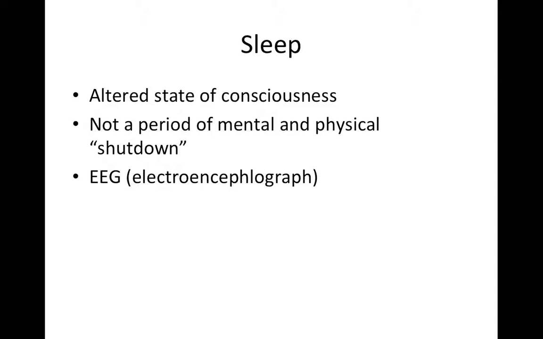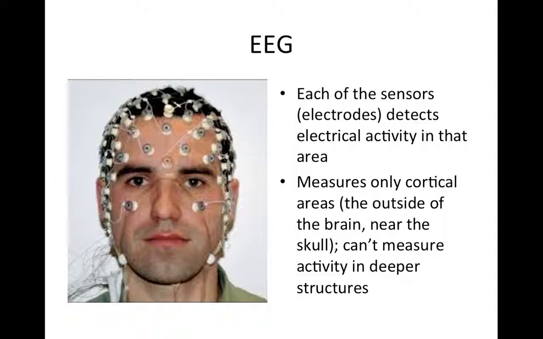Now, we study sleep in the laboratory using an electroencephalograph, an EEG. And this is what an EEG looks like. It's a series of electrodes that are connected to wires, and they are literally glued to your head. An EEG technician will apply a glue-like substance that is conductive. It means it conducts electricity. Very little electricity, and this is electricity that is not like a shock or anything like that.